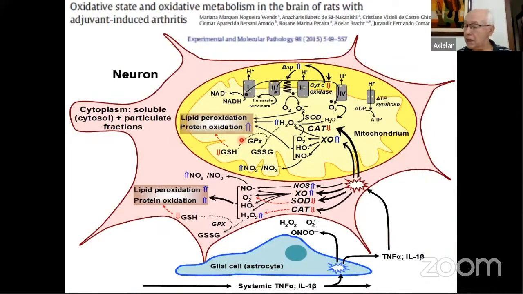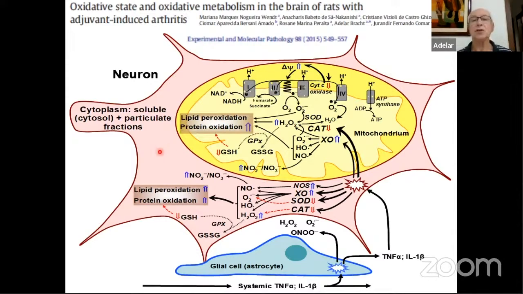A similar picture we have in the brain. This is a neuron, and we show in this picture the main modifications that may occur when the rat becomes arthritic.